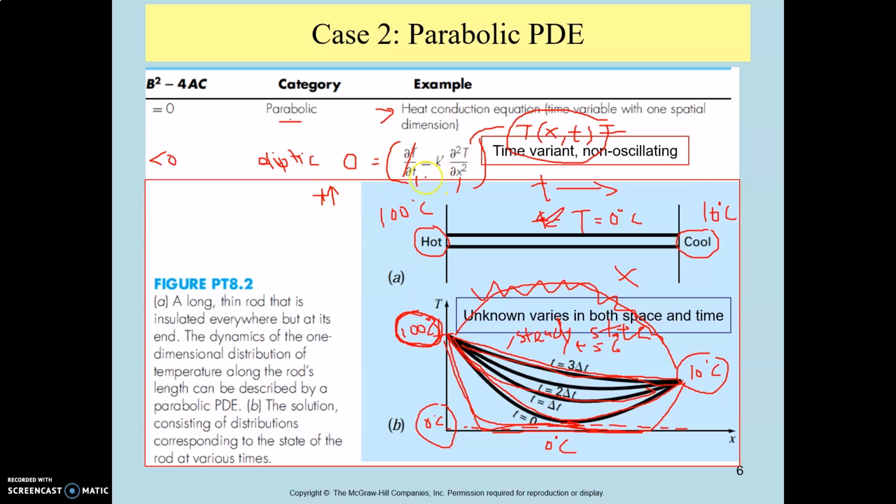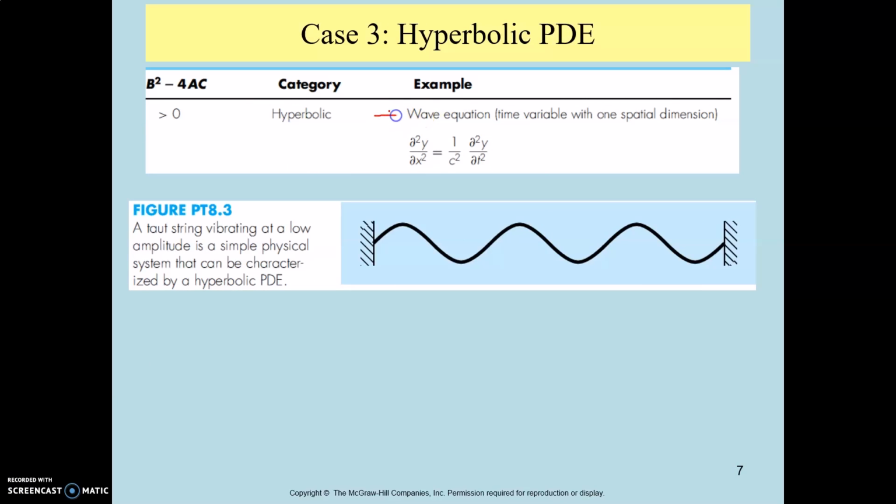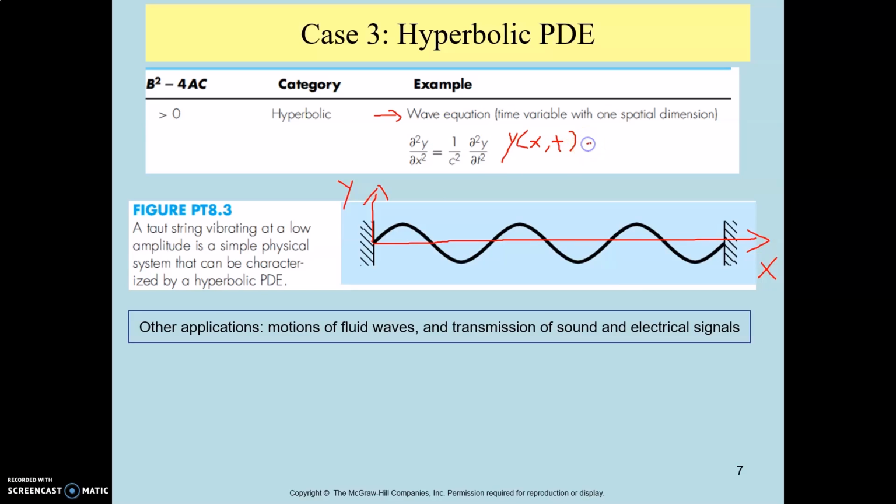So in a parabolic problem, when you solve it, you are able to obtain the transient solution where the temperature keeps increasing, as well as the steady state solution. For the last case, let's look at this wave equation. You are going to solve for y in terms of x and t. It means that y in this direction is the vibration, and x is the dimension here, over the time.